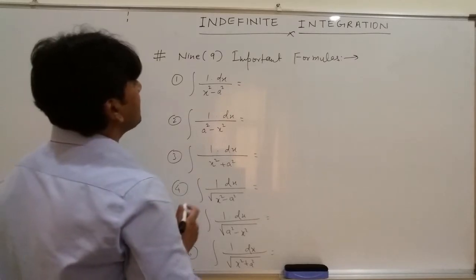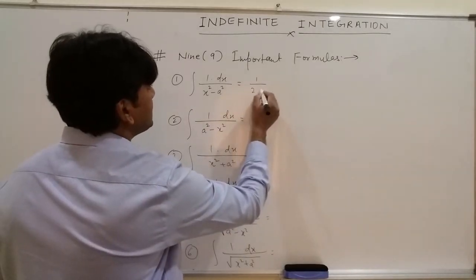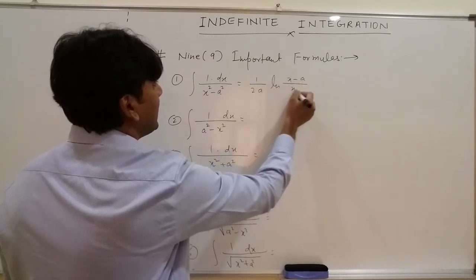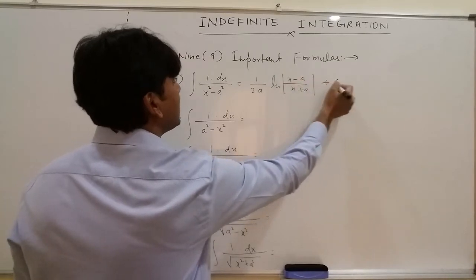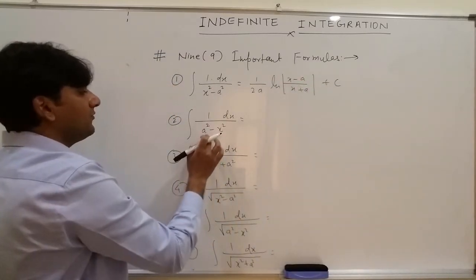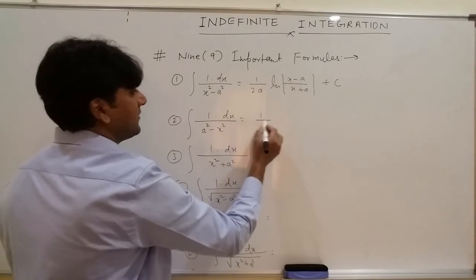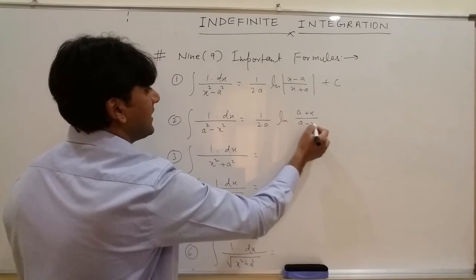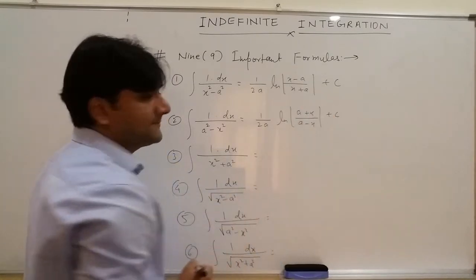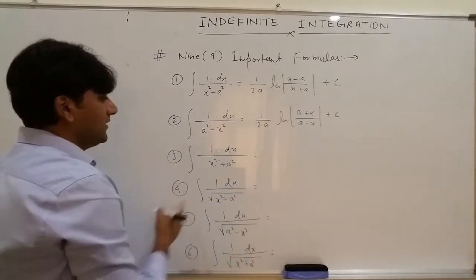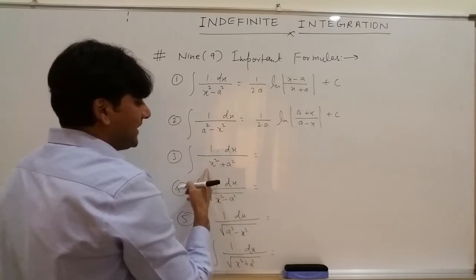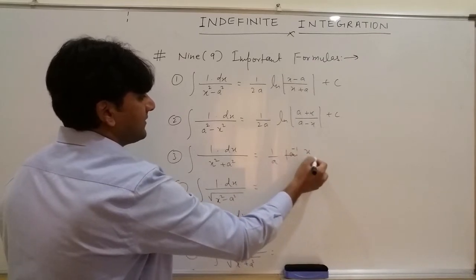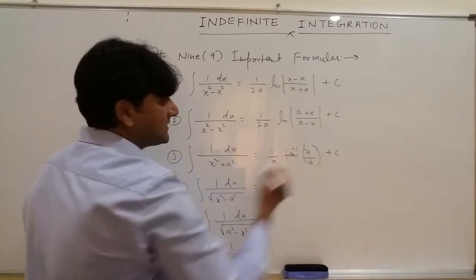So 1 over x square minus a square. Answer is 1 over 2a ln mod of x minus a over x plus a, plus c. Then this is 1 upon a square minus x square, which is 1 over 2a ln mod of a plus x over a minus x plus c. Third one, 1 upon x square plus a square integration, which is 1 upon a tan inverse x by a plus c.